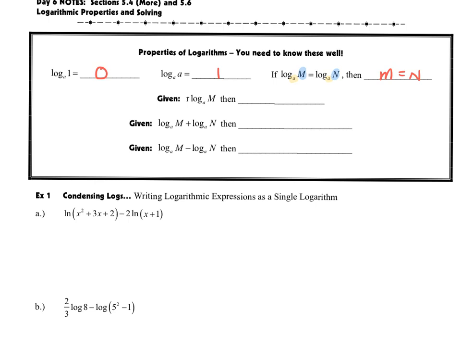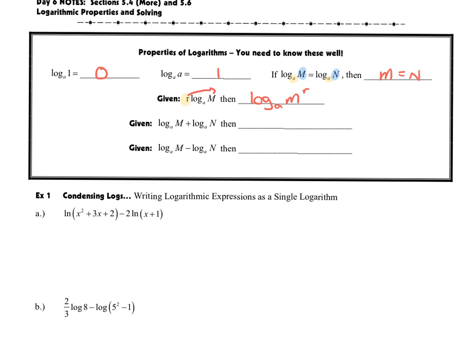Okay, so the first one here, we have r times log base a of m. And the key here is to see that we have this coefficient in front of the logarithm. So one option, and I emphasize that it's an option because you won't always want to do it, especially when you're solving, but one option is to take that coefficient and we can write it up top as an exponent. So this would be written as log base a of m to the r. That's going to help us when we try to condense and sometimes when we're solving.